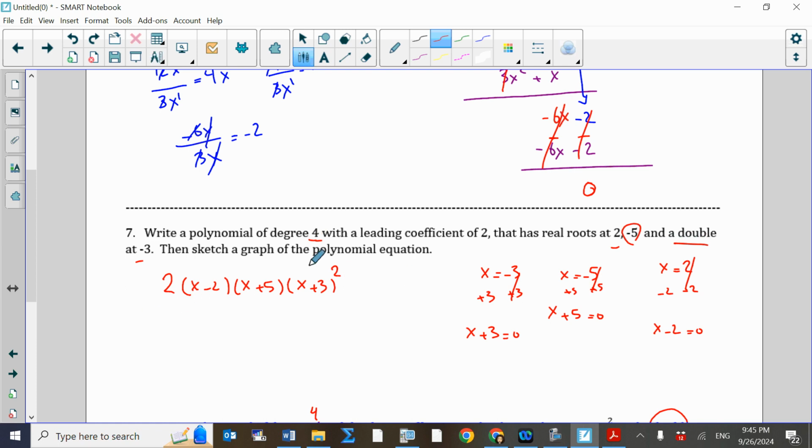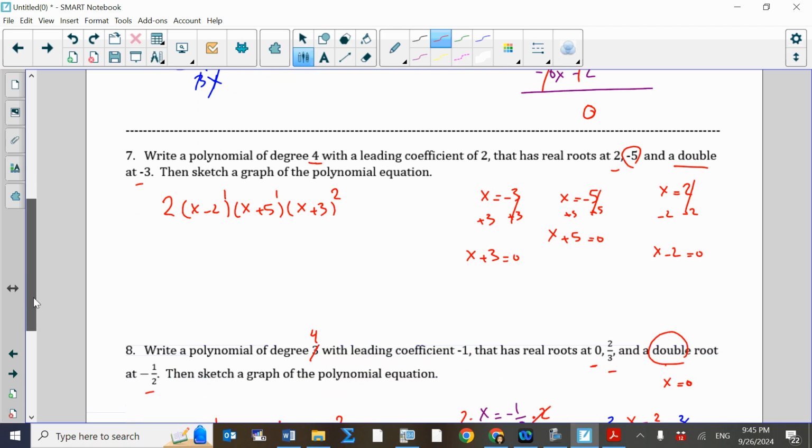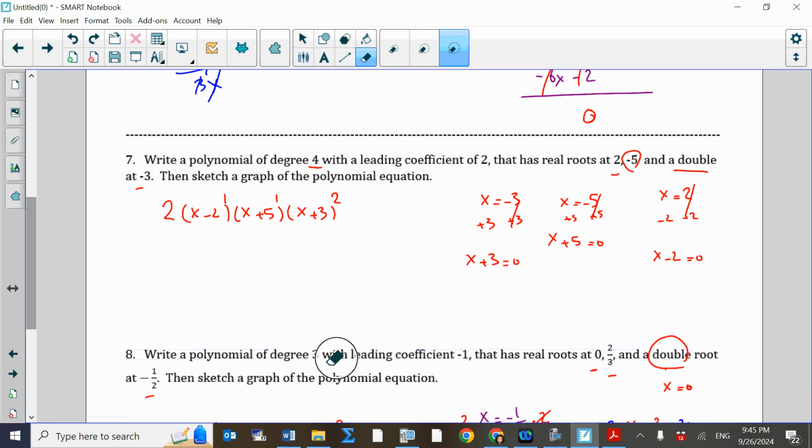And you see, this is a polynomial with degree of 4, because the power of this one is 1, this one is 1, this is 2. 2 plus 1 plus 1 is equal to 4. That's the degree of this polynomial. Okay, I want to also explain this one to you.